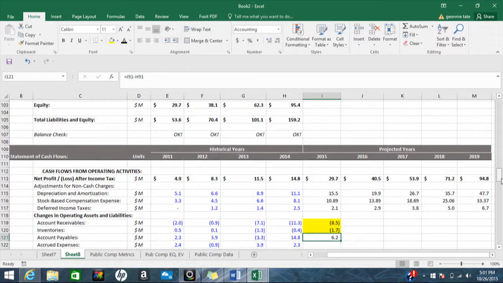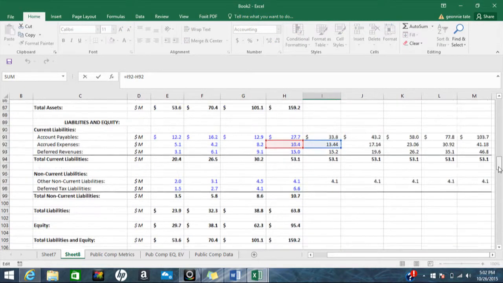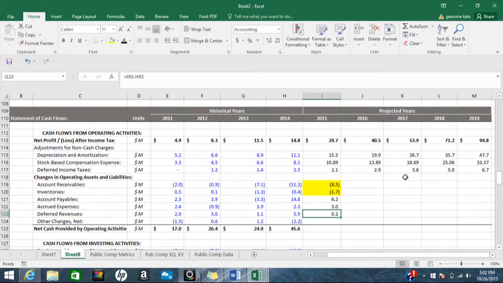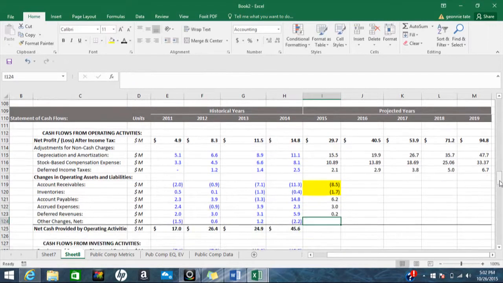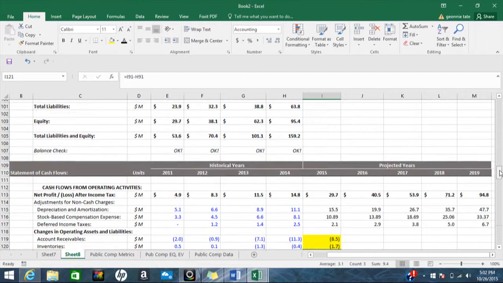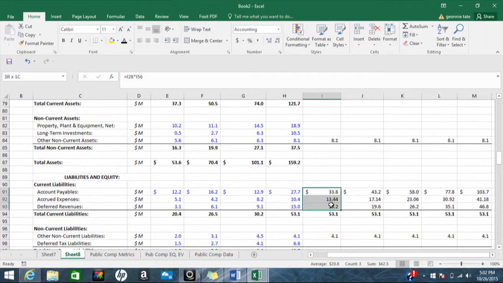This formula should copy down because all of these are listed right after one another. The accrued and the deferred revenue. And I'm going to click on it to make sure it copied right. That's right. Do the same for the next line item, which is deferred revenues. Copy right. Highlight all of these. Highlight these also.